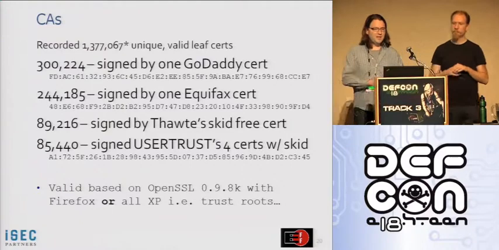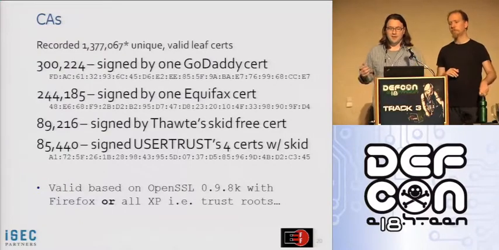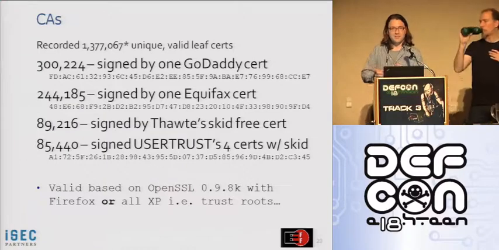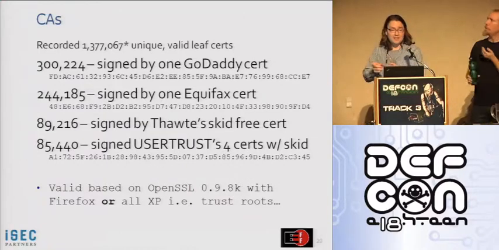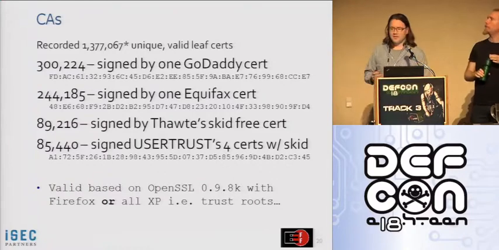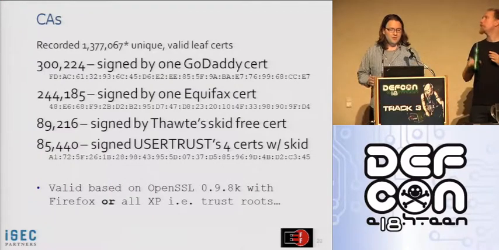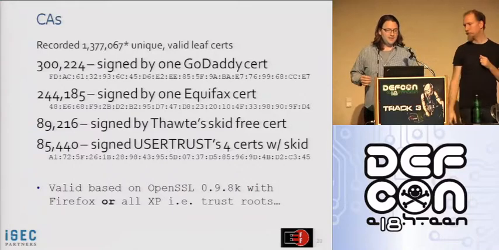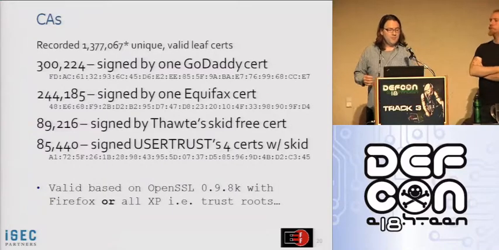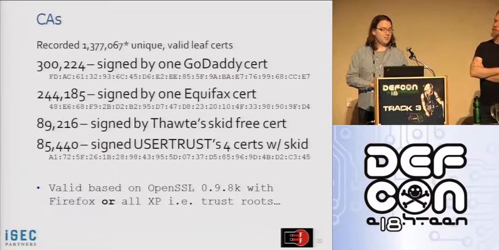So each CA has many certificates, but the combination of the issuer and the authority key ID, which is actually the subject key ID in the issuer's cert, is a unique combination. So you can look at the top CAs that we found in use on the internet to sign. These are valid signatures. We found one GoDaddy cert. This is its fingerprint here. It signed 300,000 different certificates. The next biggest one was Equifax.